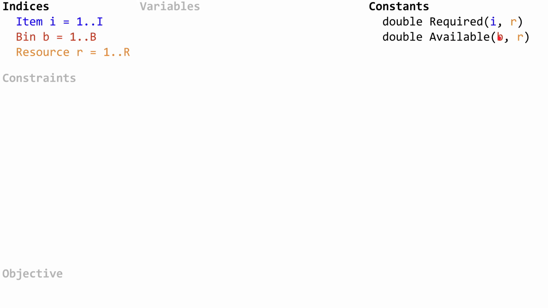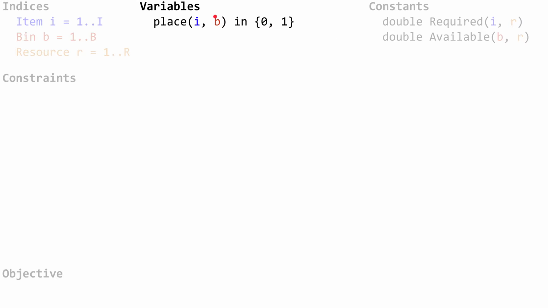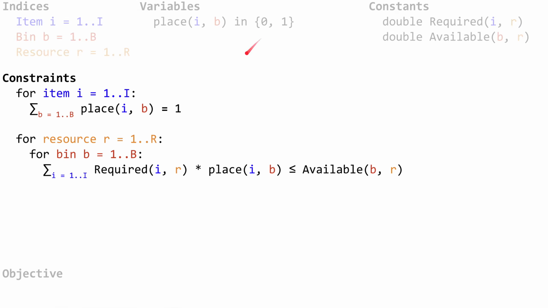Now you want to place items into bins, so you need a variable that does this. You have a variable place_IB, meaning place item I in bin B, and this is a binary variable because you can either place an item there or not. Then you need the constraints to link everything together. First of all, for every item, the sum of the place variables across the bins has to be equal to 1. This means that you place each item exactly once.